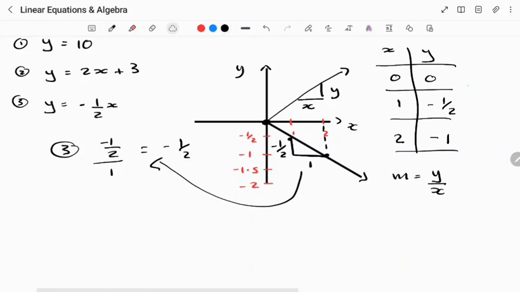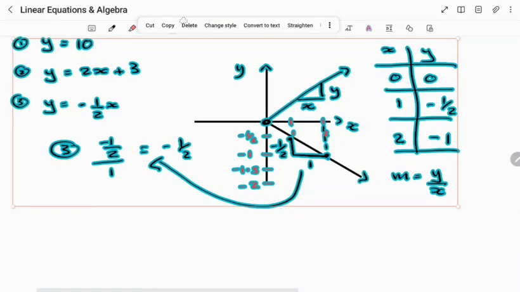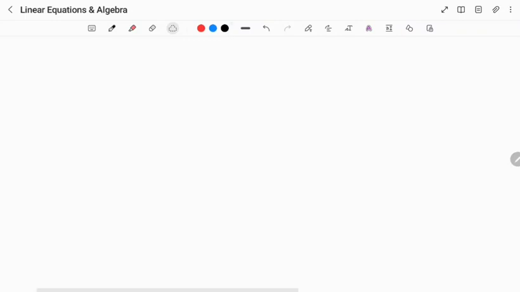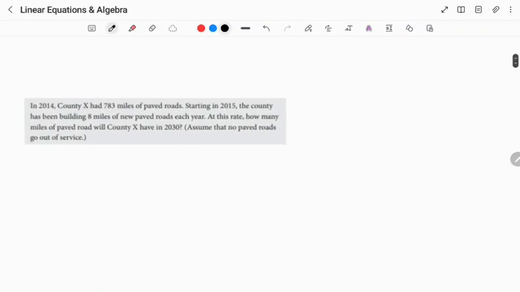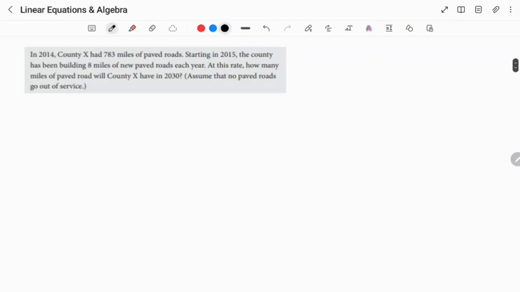So these are some basic concepts about what a linear equation is like. Let's go ahead and look at some examples and see if we can solve them. So this is the first example I have. This is from SAT Prep. And the question is, in 2014, County X had 783 miles of paved roads. Starting in 2015, the county has been building 8 miles of new paved roads each year. At this rate, how many miles of paved road will County X have in 2030? Assume that no paved roads go out of service.